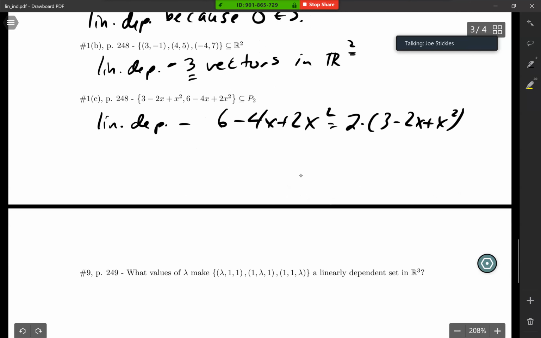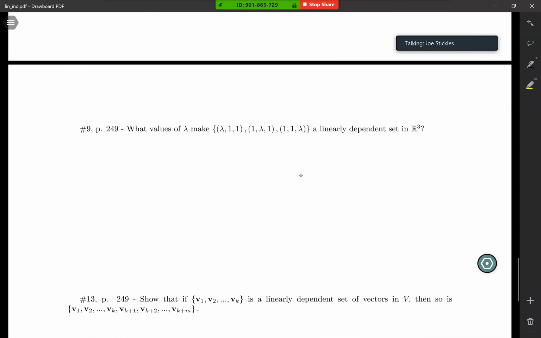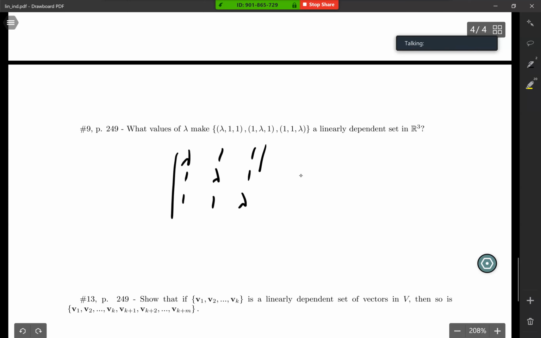So this last one here, I'm not going to do it right now just because of time, but this last one here is asking if this is a linearly dependent set in R3 or not. Or excuse me, what values make it a linearly dependent set? Let me just talk real quick about how you would do that. So remember we talked about putting the vectors as columns. Now, I didn't write it as a matrix. Notice I wrote it as a determinant.